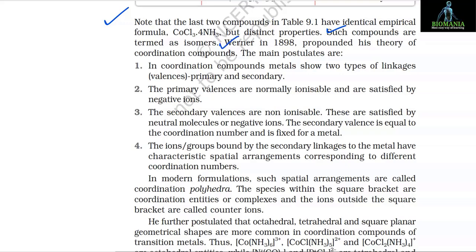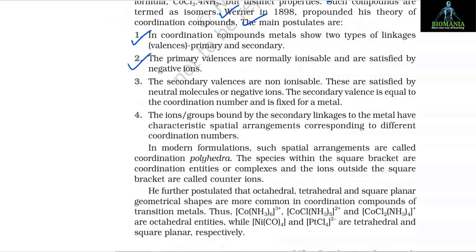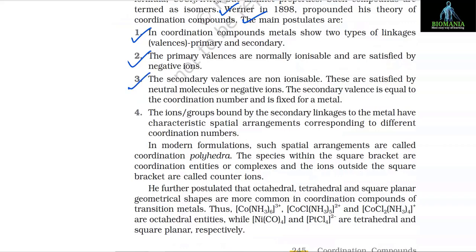Werner in 1898 propounded his theory of coordination compounds. The main postulates are: number 1, in coordination compounds, metals show two types of linkages, that is valences, primary and secondary. Number 2, the primary valences are normally ionizable and are satisfied by negative ions. Number 3, the secondary valences are non-ionizable. These are satisfied by neutral molecules or negative ions. The secondary valence is equal to the coordination number and is fixed for a metal.